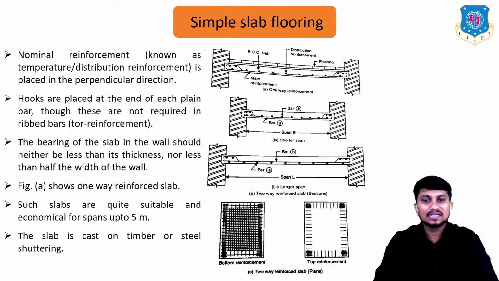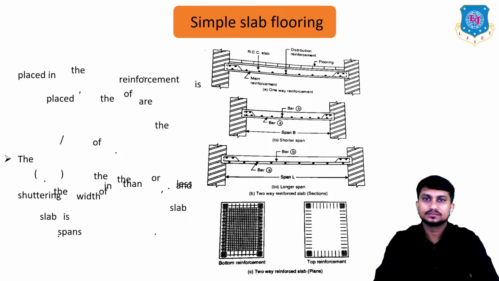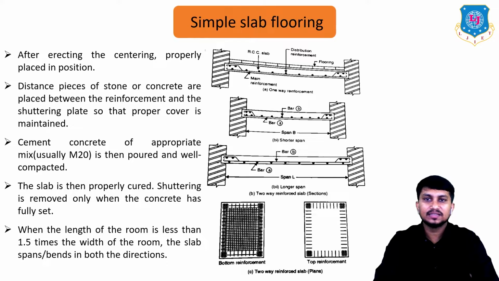The slab is cast on timber or steel shuttering. After erecting the centering and placing it properly in position, distance pieces of stone or concrete are placed between the reinforcement and the shuttering plates so that proper cover is maintained. Cement concrete of appropriate mix, usually M20, M30, M40, is then poured and well compacted. The slab is then properly cured. Shuttering is removed only when the concrete has fully set.